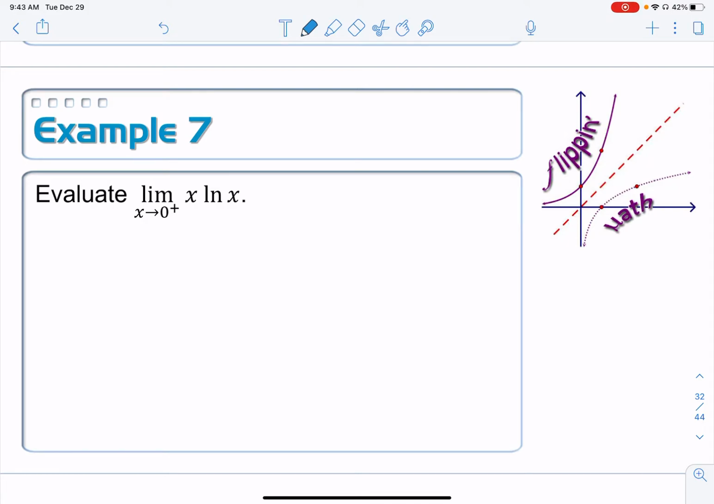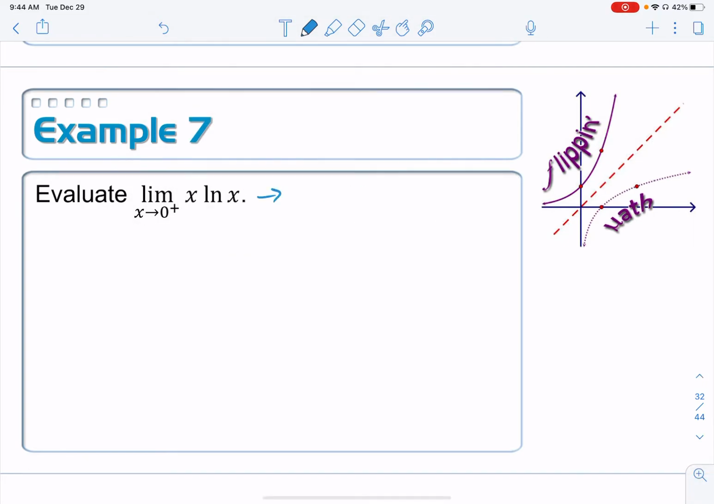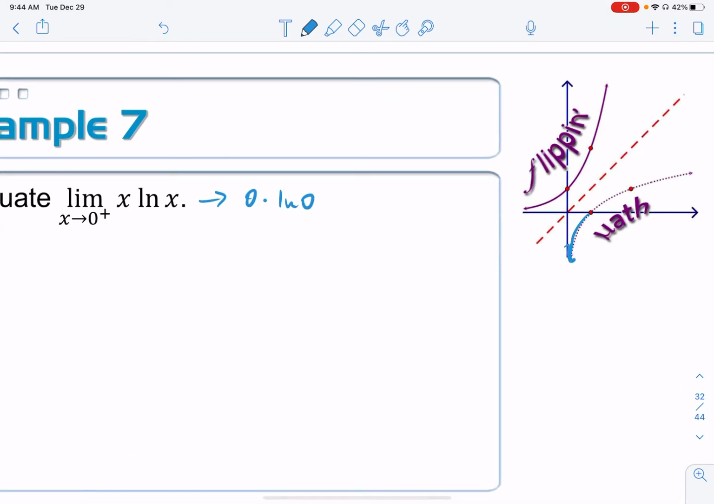We want to evaluate the limit, right-sided limit, as x approaches 0 from the right, of x times the natural log of x. So let's do a direct substitution again. We get a 0 times the natural log of 0, which you can't do. Let's take a look at the graph over here. This is shooting down to negative infinity. So I've got essentially a 0 times a negative infinity. Indeterminate. So what do you got to do? You got to fix it.